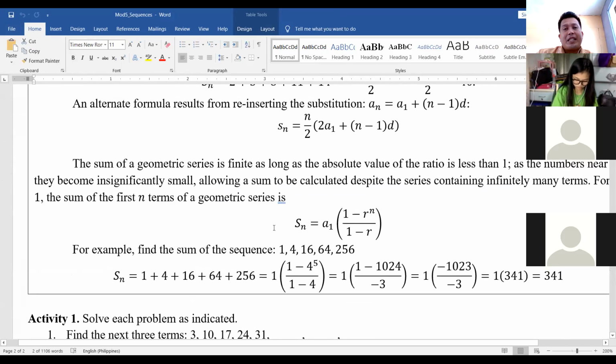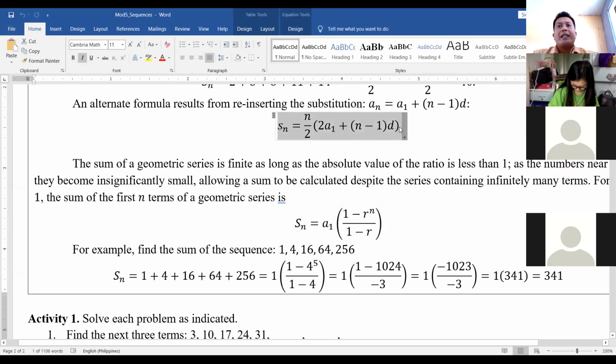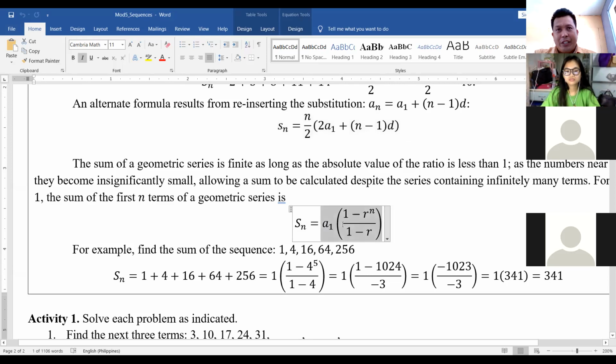And the formula for the sum of the terms in the geometric series is noted by this formula. The formula for the sum of the arithmetic series is n over 2 times the quantity 2 times a sub 1 plus n minus 1 times d. The formula for the sum of the geometric series is the first term multiplied by 1 minus r raised to the power of n, over 1 minus r. This is the formula.